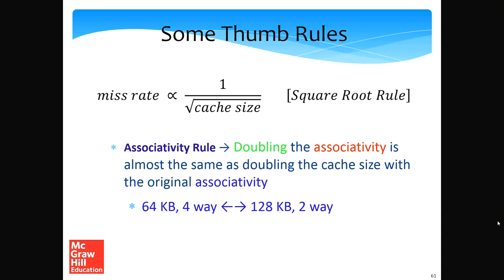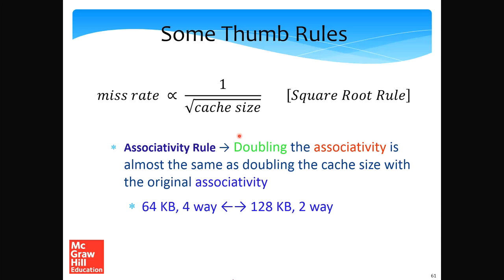It's not a proof. I mean, it does not have a proof. So one thumb rule is that the miss rate is proportional to the inverse of the square root of the cache size, right? This is called the square root rule. Which means that if I increase the cache size by 4 times, then I'll reduce the miss rate by a factor of 1 by 2. So I'll reduce it by 50%.